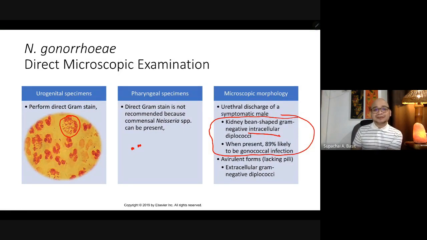For avirulent forms, meaning no pili, again, T3 and T5 are avirulent. So they would have extracellular gram-negative diplococci because they are avirulent. But if it's virulent, most likely you would see them intracellularly. Again, when you say intracellularly, it means that they are found inside the WBC.